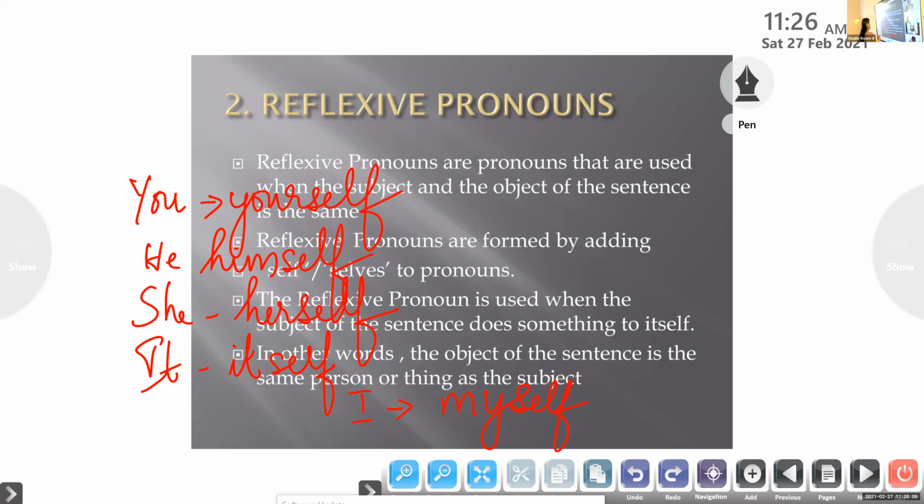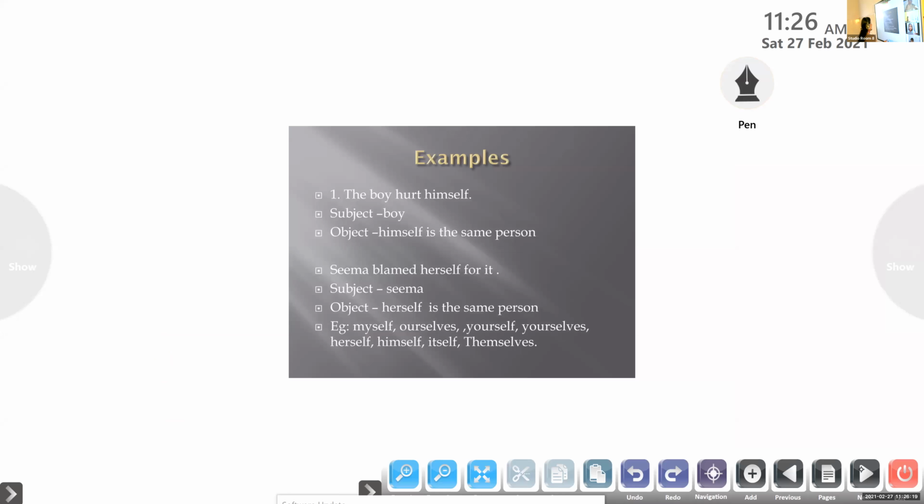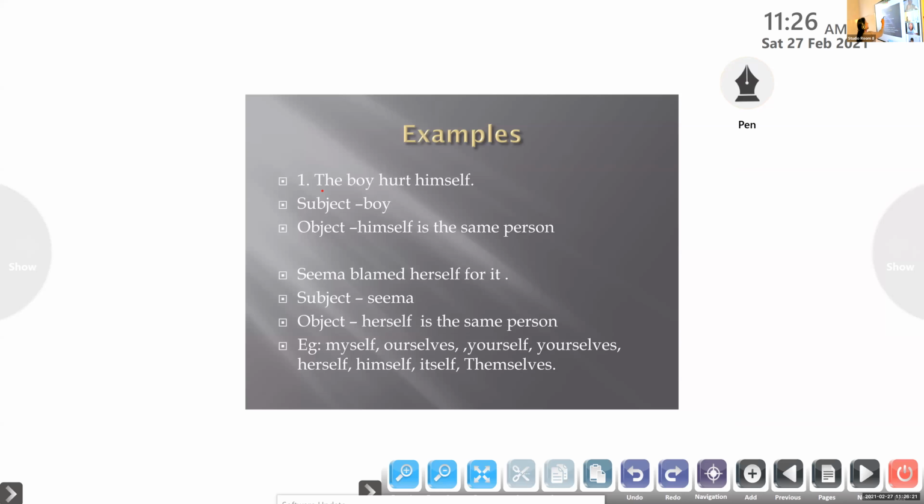And for they, it is themselves, because themselves is plural. Okay, so let's move on. Here are some examples. The boy hurt himself. The boy and himself are the same person. In a reflexive pronoun, the subject and the object are the same person.